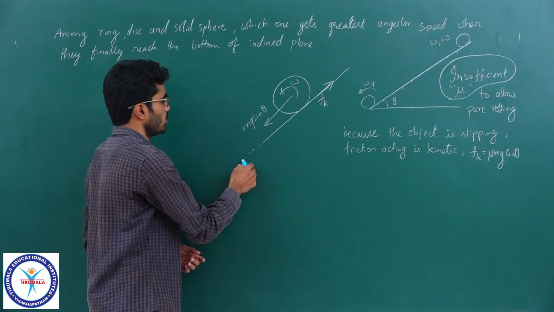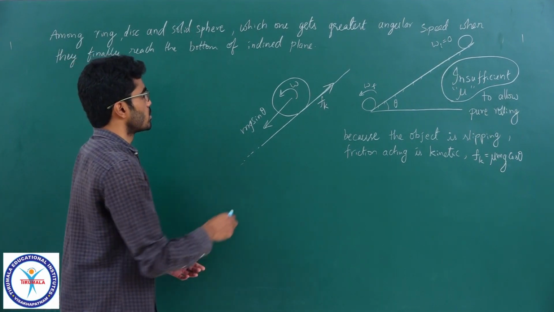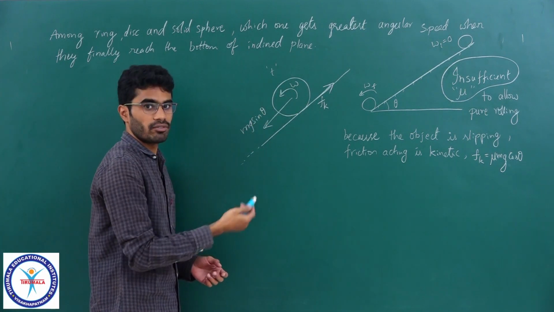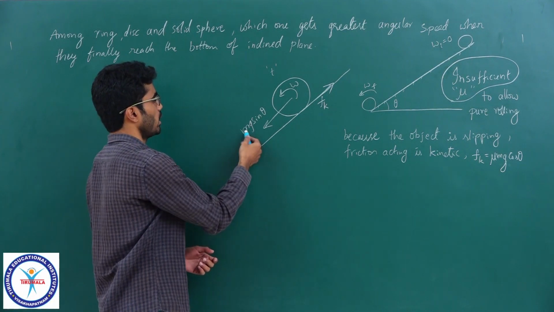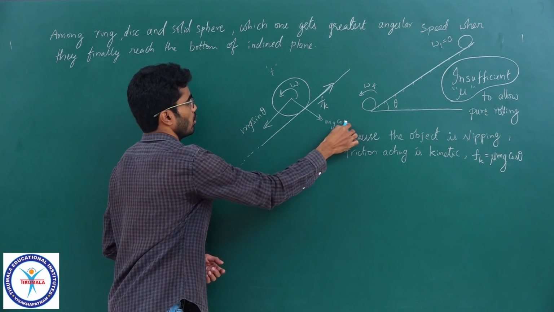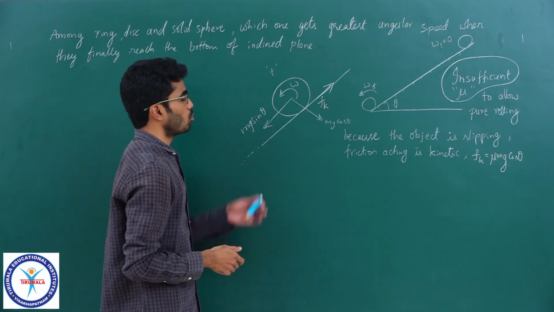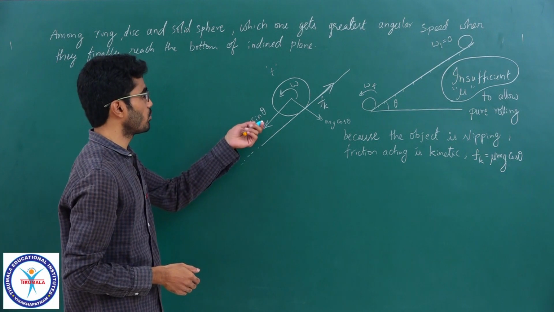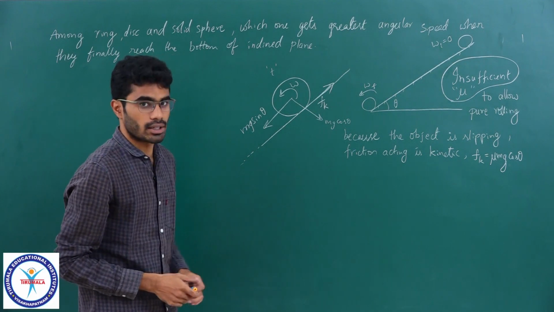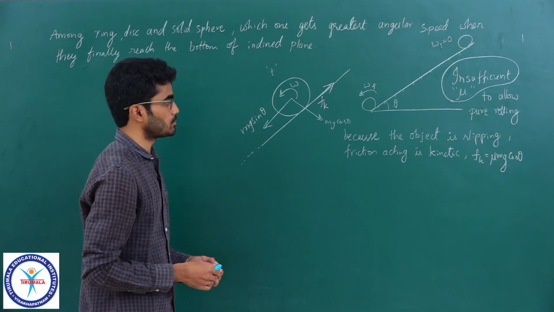This is the free body diagram of the rolling object. It is rolling as well as sliding or slipping. So at any time t, this is the situation: it will be having some angular speed and it will be moving with some linear speed v. The forces acting on it are mg sin theta and mg cos theta here. The friction acting on the object is Fk. Because the object is slipping, the friction acting on it will be kinetic in nature. So Fk is mu mg cos theta.